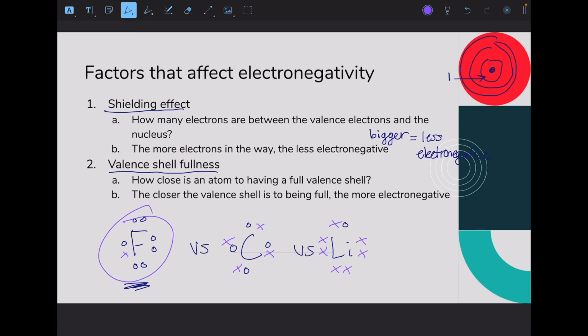So the reason that fluorine is the most electronegative of any element is because it is simultaneously closest to having a full shell, and it is the smallest of all the other halogens.